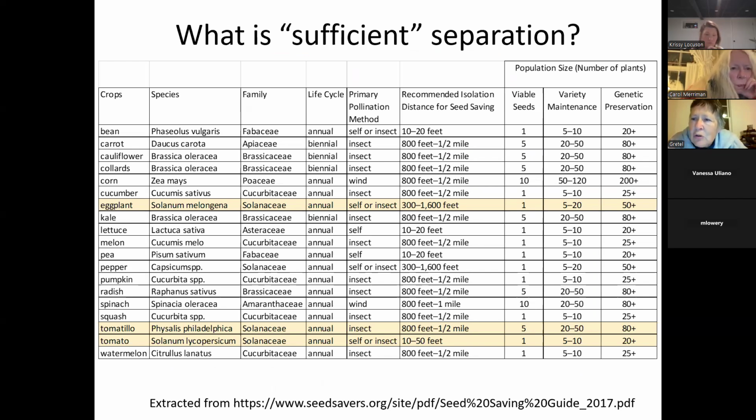So even if all you're growing is yellow crookneck squash, if your neighbors 3 doors down are growing kusa, there's no reason to believe your squash are going to breed true. If you're growing cucumbers, 800 feet to half a mile. If you're growing peas, it's 10 or 20 feet. So there you can just do one end of the garden to the other. But for so many of these, it's a huge difference. And that really puts a crimp in our desire to save seeds from cultivars.